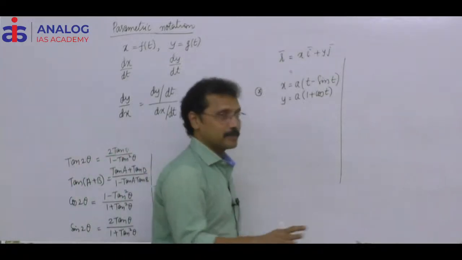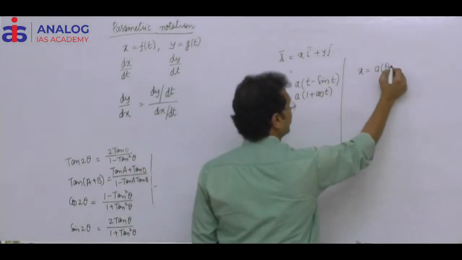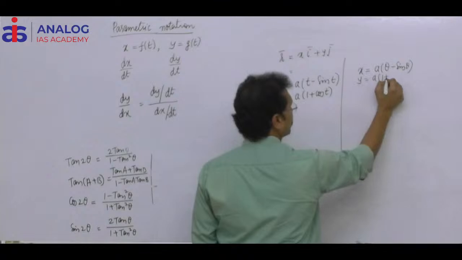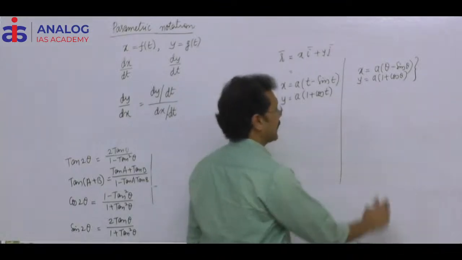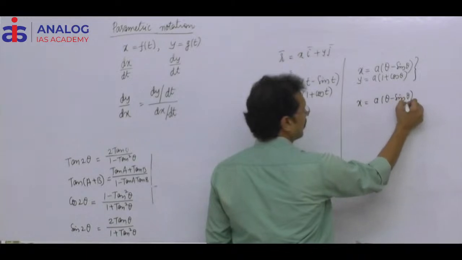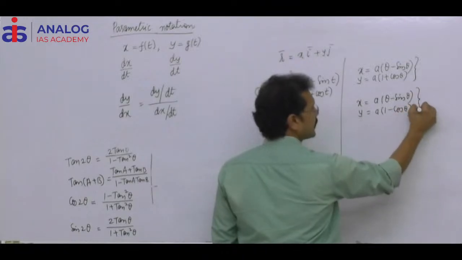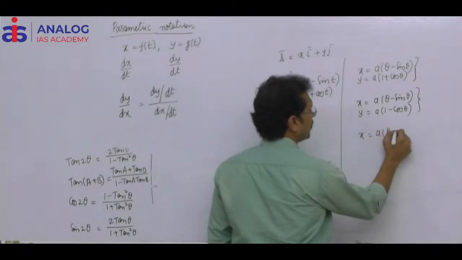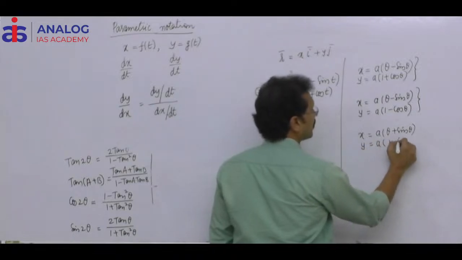There are 4 types of cycloids. Instead of t, generally they write in terms of theta. x equal to a into theta minus sin theta, y equal to a into 1 plus cos theta. This is one type of a cycloid. Okay, x equal to a into theta minus sin theta, y equal to a into 1 minus cos theta. This is another type of a cycloid. Next, x equal to a into theta plus sin theta, y equal to a into 1 minus cos theta.